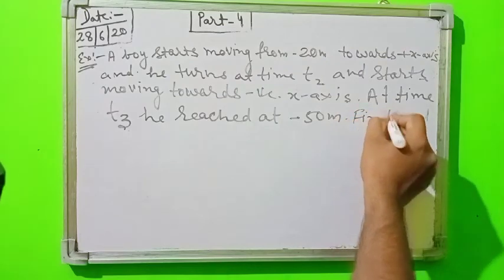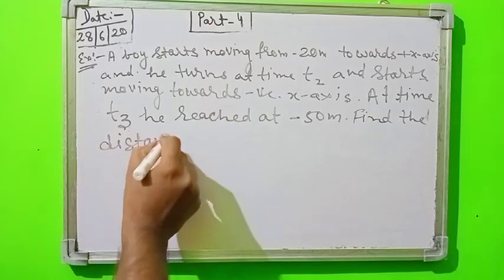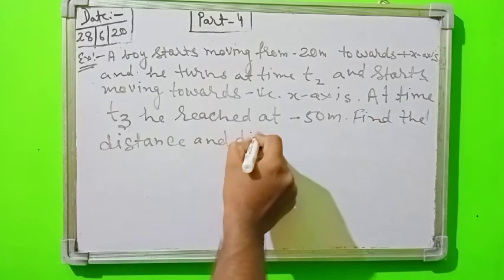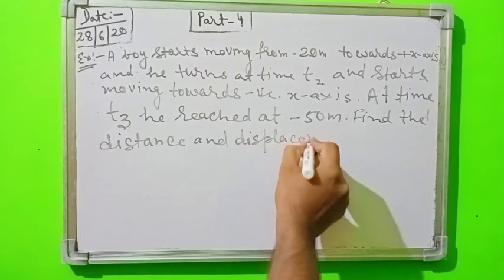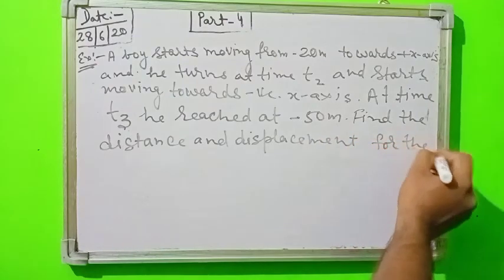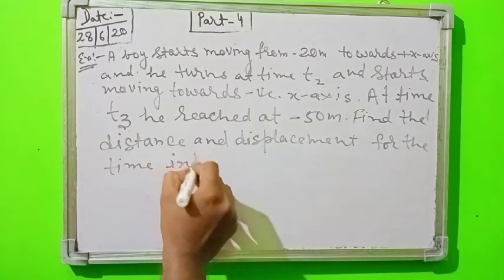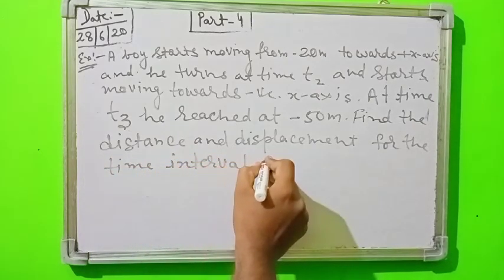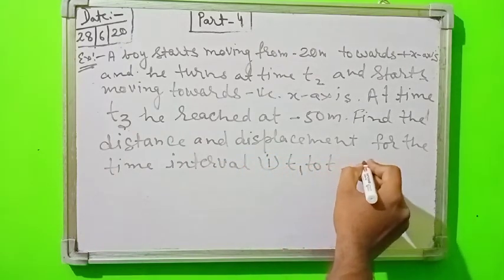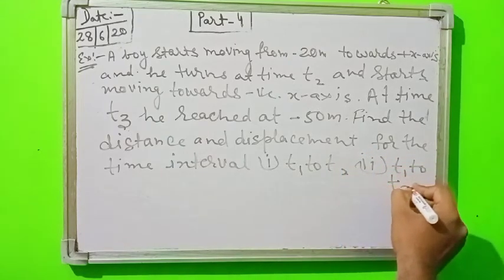Find the distance and displacement for the time interval first t1 to t2 and second t1 to t3.